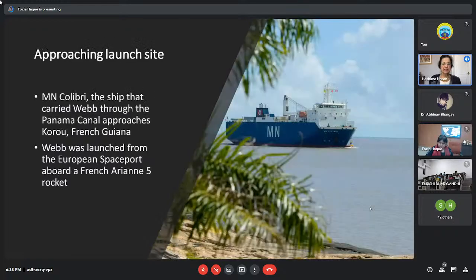It was placed on a ship, the MN Colibri, which passed through the Panama Canal, and here it is approaching Kourou, French Guiana, in South America, from where it was launched from the European spaceport aboard the French Ariane 5 rocket. This was a contribution of the European Space Agency, the launch. Next, please.